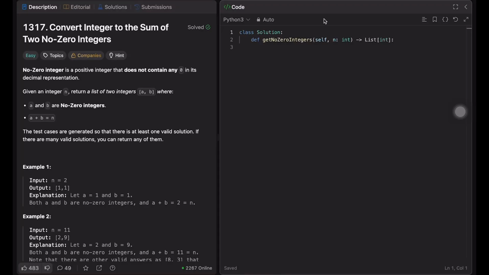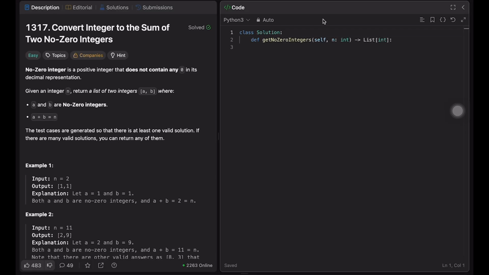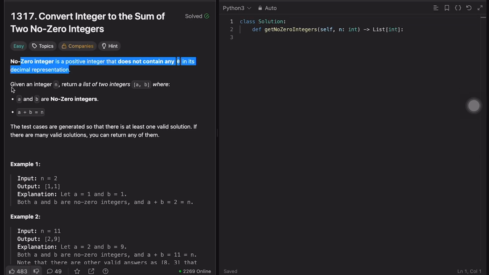Today we are going to solve the September Day 8 LeetCode challenge, which is Convert Integer to the Sum of Two No-Zero Integers. No-zero integer means it should not have any zeros in the numbers which you are going to select. It is a positive integer that does not contain zero in its decimal representation. So given an integer n, return a list of two integers a, b, where a and b are no-zero integers and a plus b equals n.